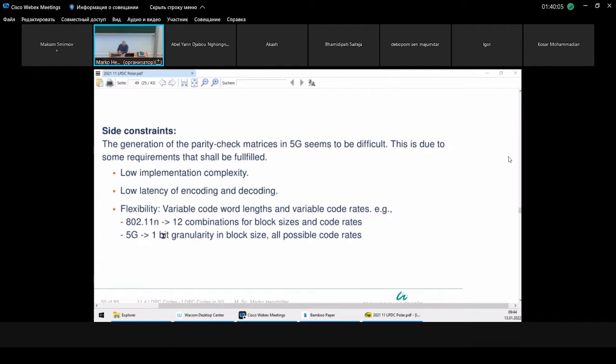So here's the question about the 1-bit granularity. This means we can have a code word length of 731 bits or 732 bits. So I can basically arbitrarily adjust the length of the code.